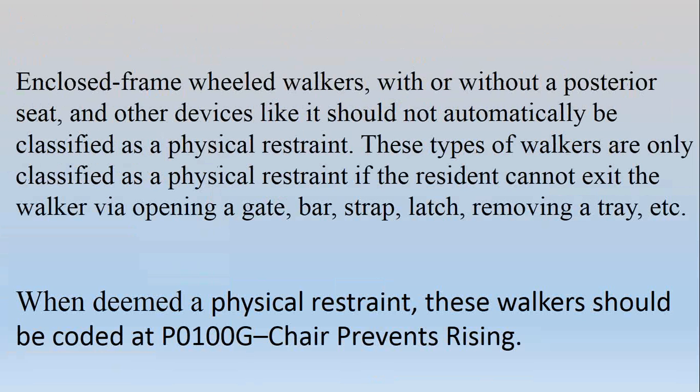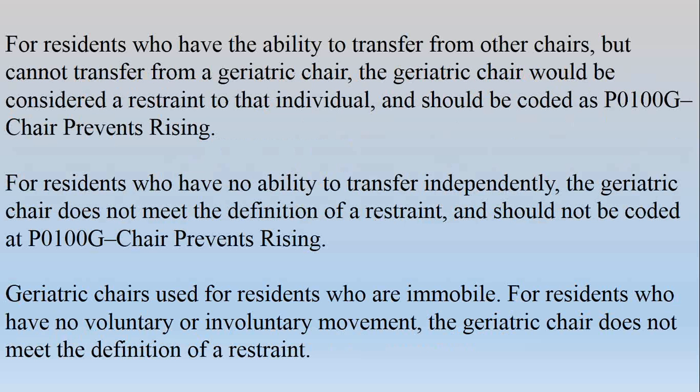Enclosed frame wheeled walkers with or without posterior seats and other devices should not automatically be considered a restraint. We have to look at them. They're classified as a restraint if the resident can't get in and out through that opening gate, if they can't undo the bar, the strap, the latch, take off the tray, or any of those types of things. And typically when they have all of that cumbersome stuff attached to the chair, more likely than not, they're not going to be able to remove those things. When deemed a physical restraint, these types of walkers need to be coded at P0100G, chair prevents rising.